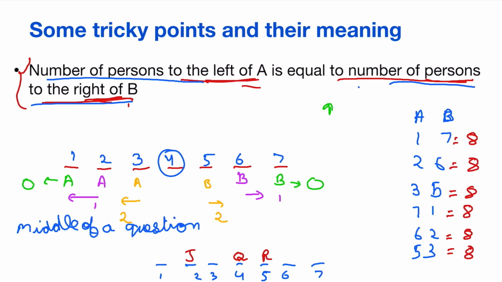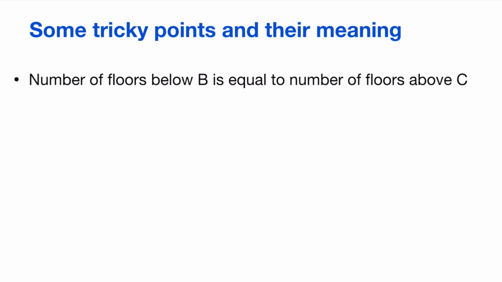So understanding the statement, I can put A at 1 and 7 and B at 7 or vice versa. Right? But at the same time, I am narrowed down to so few choices and at a very fast pace. Why? Because I already understood what this statement is going to tell me. Okay? Great. Now let's move on to the next tricky statement.